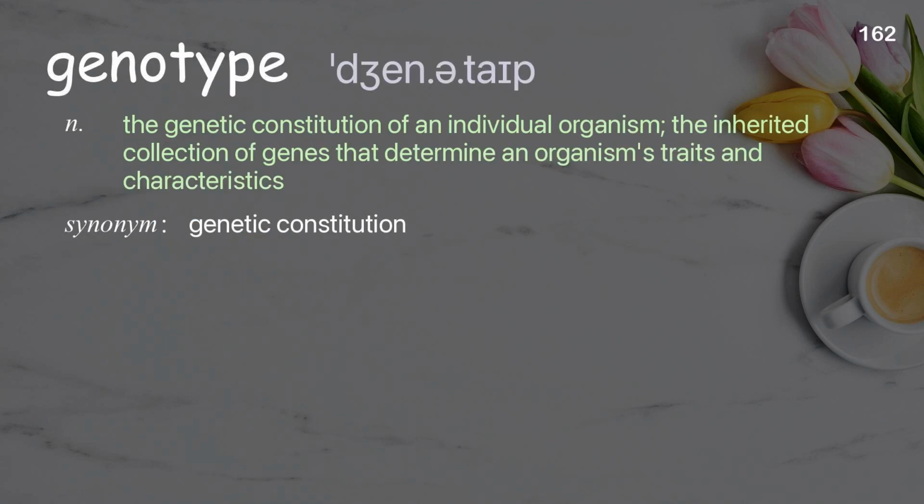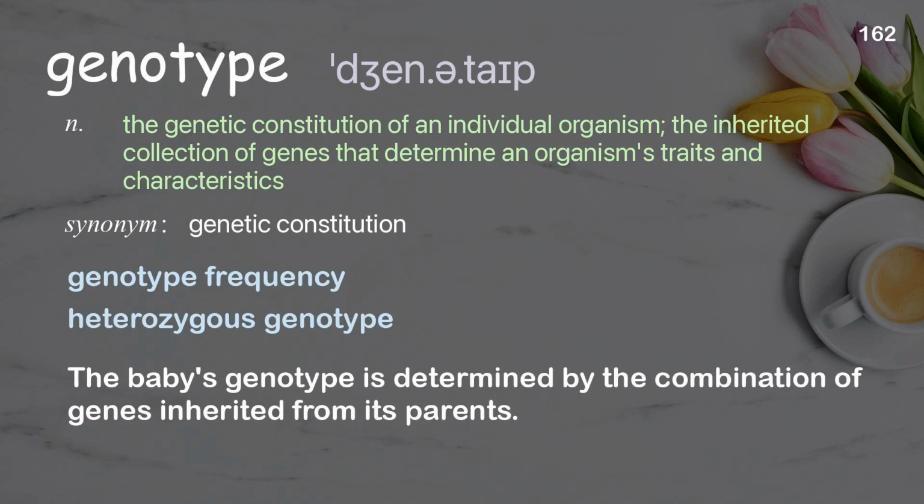Genotype. The genetic constitution of an individual organism, the inherited collection of genes that determine an organism's traits and characteristics. Examples: Genotype frequency. Heterozygous genotype. The baby's genotype is determined by the combination of genes inherited from its parents.